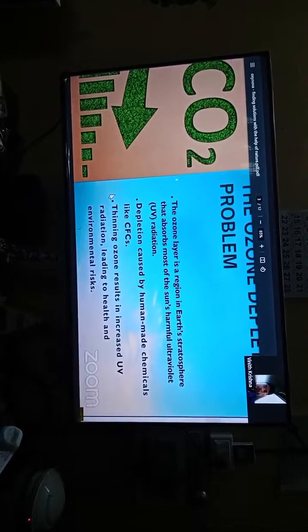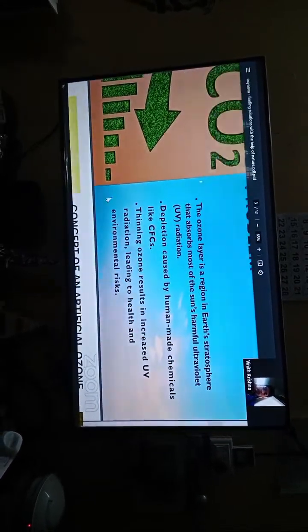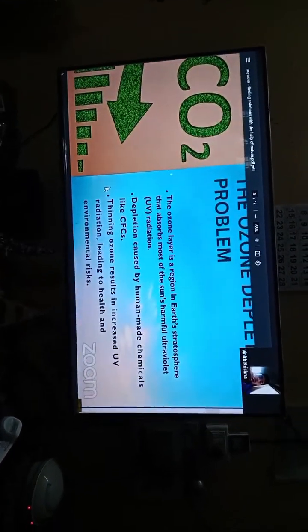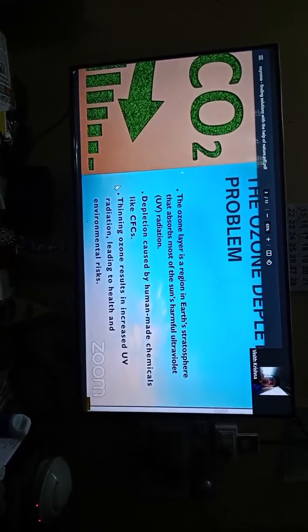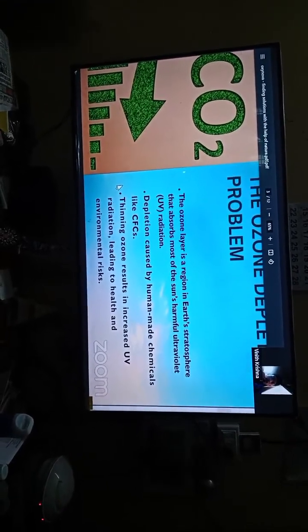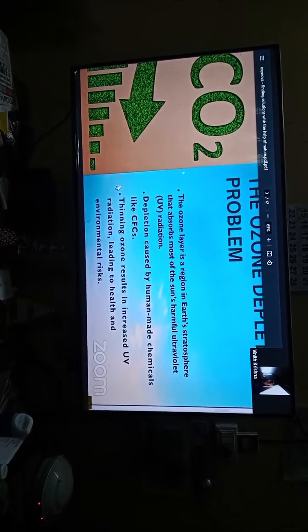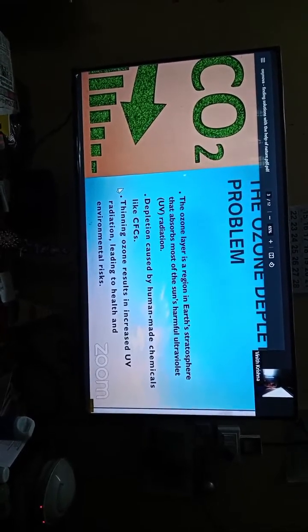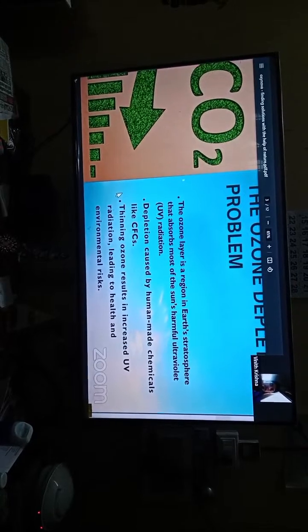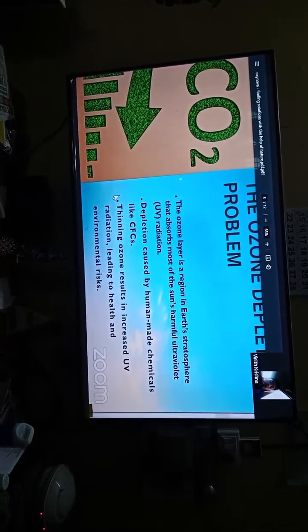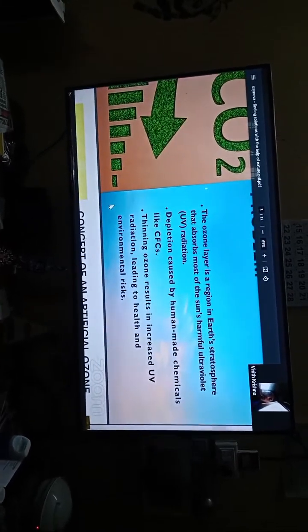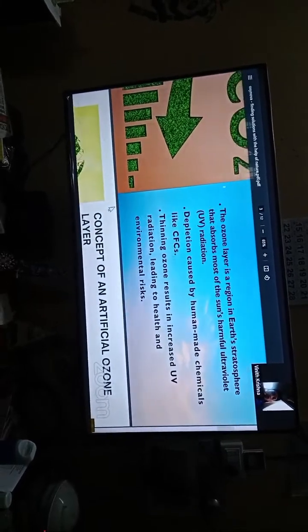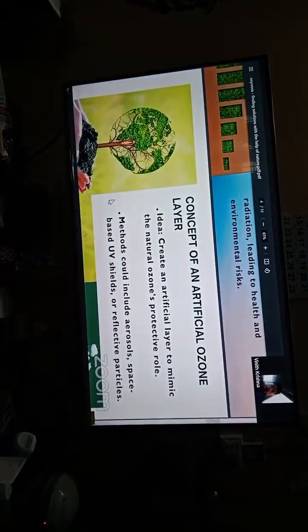The ozone depletion problem. Ozone depletion is primarily caused by human-made chemicals like chlorofluorocarbons (CFCs). As the ozone layer thins, more UV radiation reaches Earth, increasing risks such as skin cancer and damage to ecosystems, including marine life.